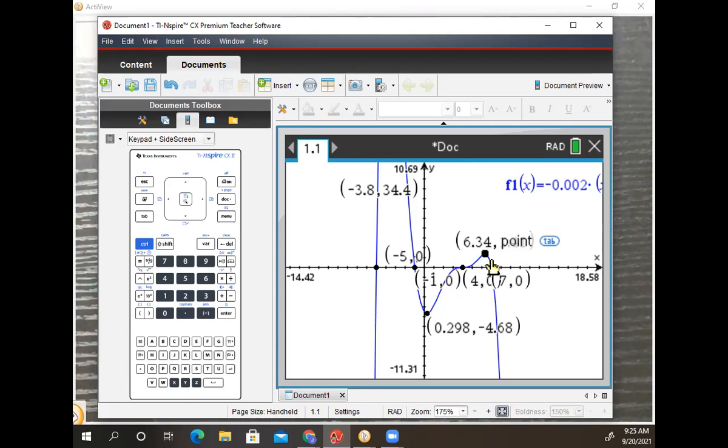And then I turn around and I'm decreasing again. So I end with a decreasing interval from 6.34 until infinity. We're decreasing for the remainder of our graph. Questions for me so far?